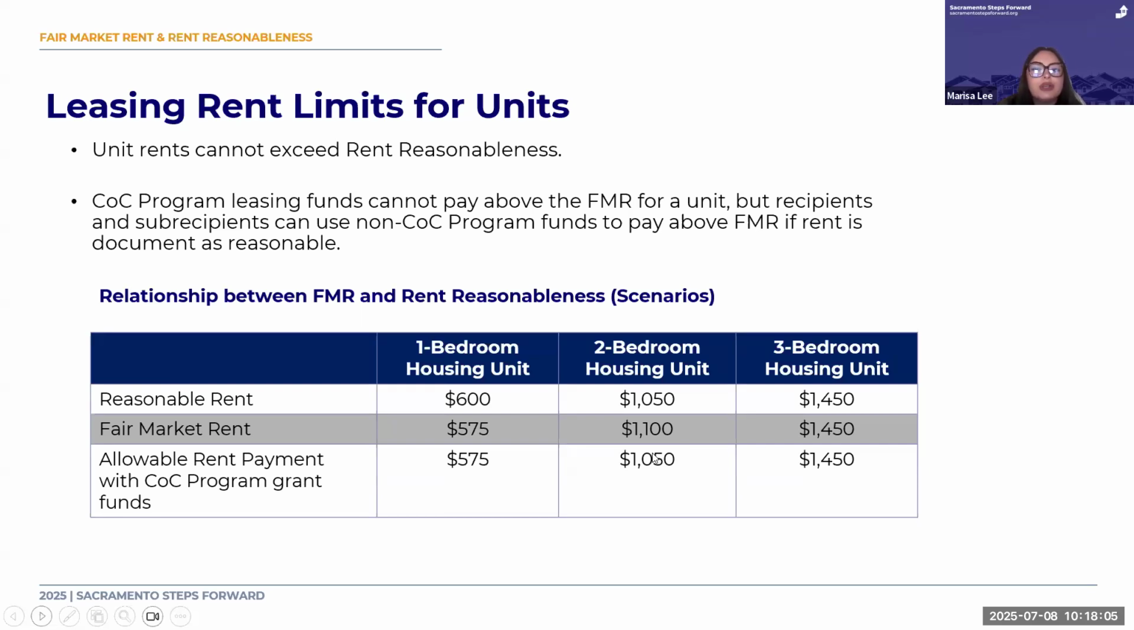The table here shows 3 examples. In the first column, reasonable rent is $600, but FMR is $575. That means that COC leasing funds are capped at $575. In the other 2 examples, the reasonable rent and FMR are equal, so the full amount can be covered. The key takeaway is that for leasing, FMR is a hard ceiling, even if rent reasonableness says you could pay more.